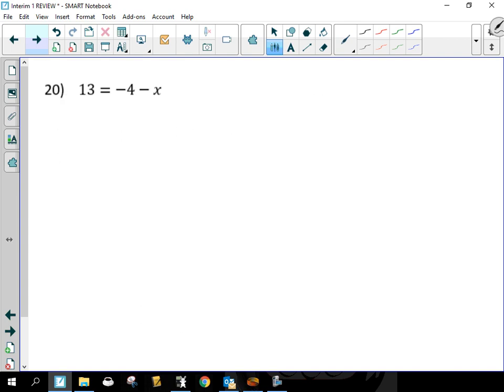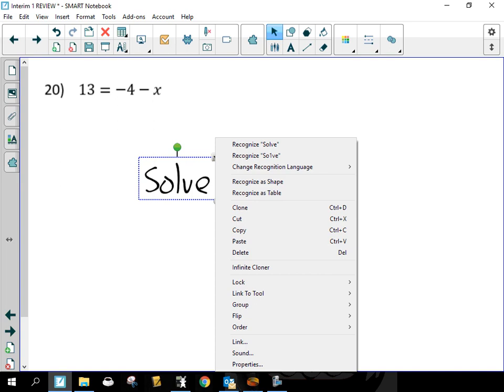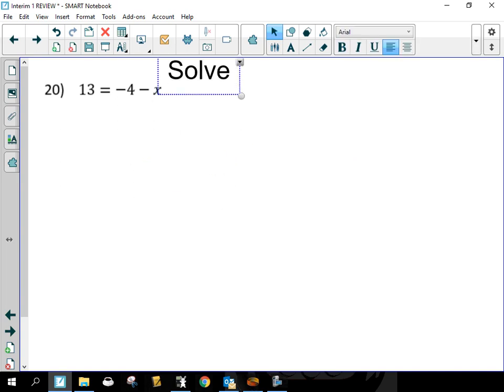For number 20, now we have new instructions. Sorry, the instructions aren't here, so I'll write it down. So from here on out, the instructions are solve.